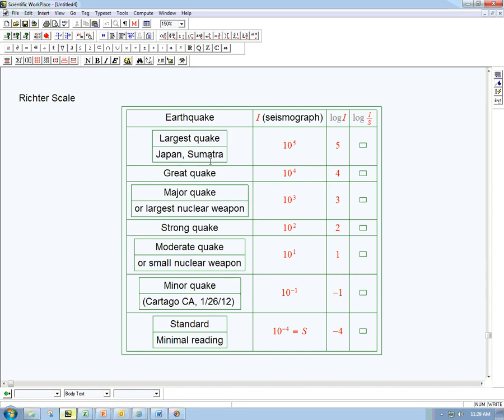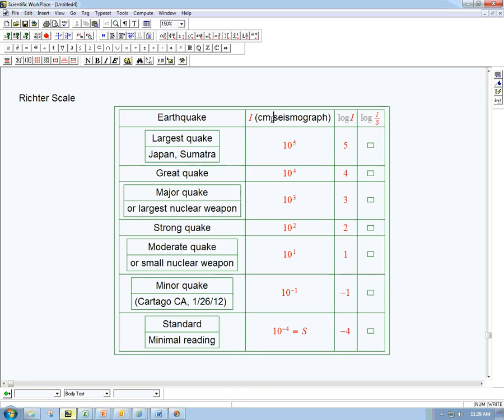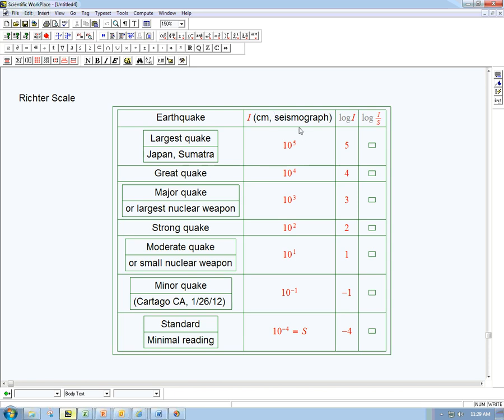So here are some earthquakes, and I've put down the intensity, the seismograph intensity. It's basically just how much the needle moves on the seismograph, measured in centimeters. Very roughly, and there are real issues with saying what I'm about to say, it's a measure of how much energy is released by the earthquake. It correlates with how much acceleration you get on the ground, which is what causes buildings to topple.